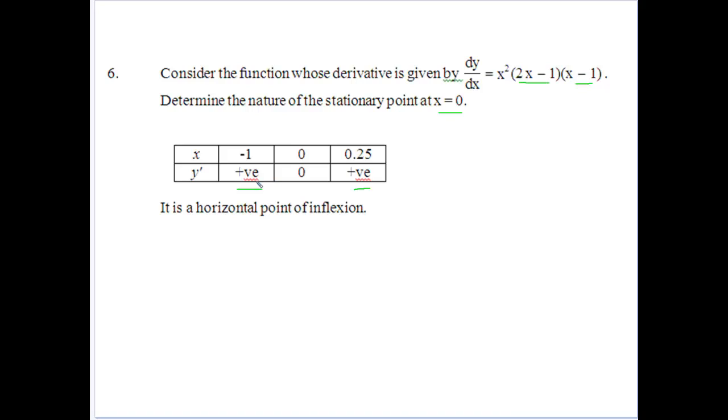So when we've got a positive gradient, 0, then another positive gradient, we have a horizontal point of inflection. The curve rises, stops, and then rises again. So there we go. There are a couple of different types of questions, but again, they call into play the ideas about the first derivative or the second derivative, to be able to determine the nature of the curve and be able to graph it or describe something about the curve without actually drawing it up.